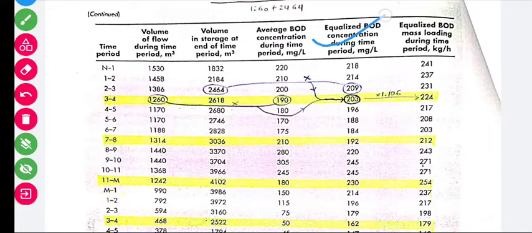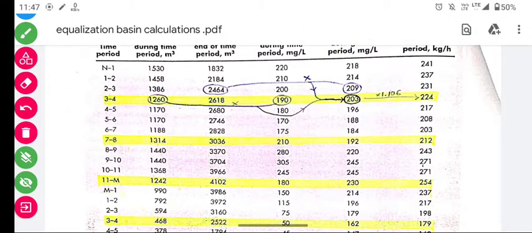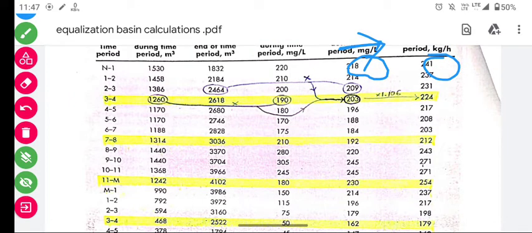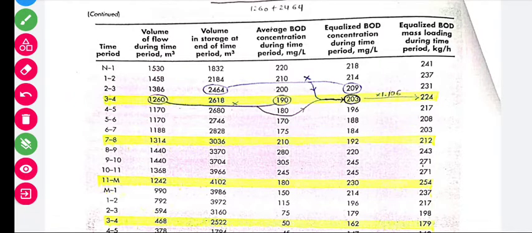This part is calculated. Now the last column. The last column is nothing but converting this outflow BOD into kg per hour. This is milligram per liter. How will you convert into kg per hour? Keep in mind that you don't multiply with inflow. This is outflow BOD. The BOD is going out, the water is going out from the system. So you have to multiply with outflow, not inflow.